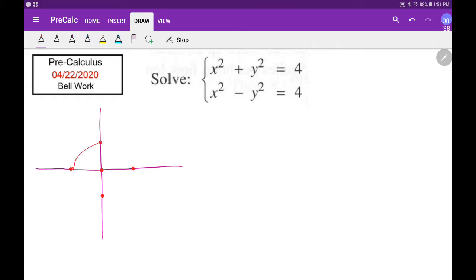Okay, and there's my circle, or some semblance of it. Oh boy. Yeah, beautiful. Yeah, it could be worse.